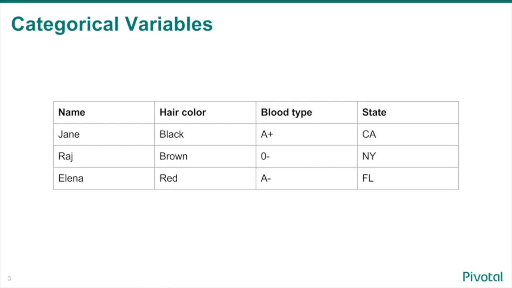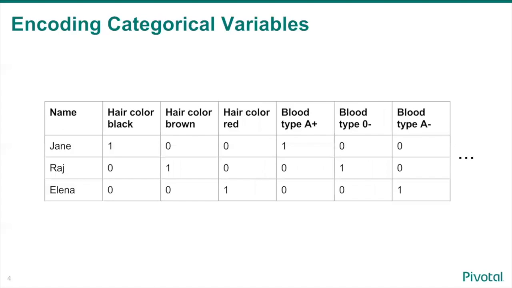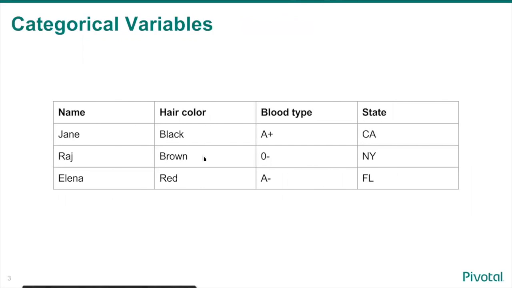Now, there are some predictive models that can use this directly. For example, decision trees can use this, but many, such as your garden variety regression, cannot. So this is where encoding comes in. The idea behind encoding categorical variables is to change them into a numerical, unbiased value. So for hair color, here we had one column.